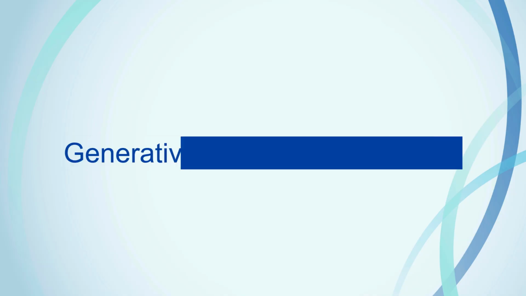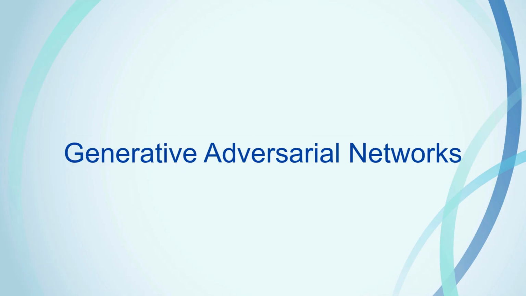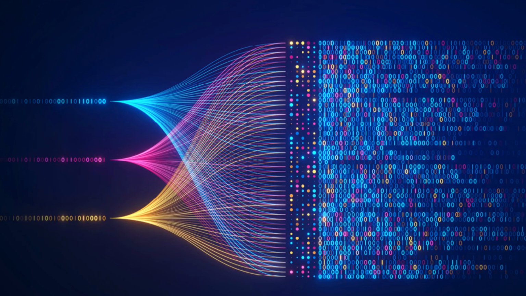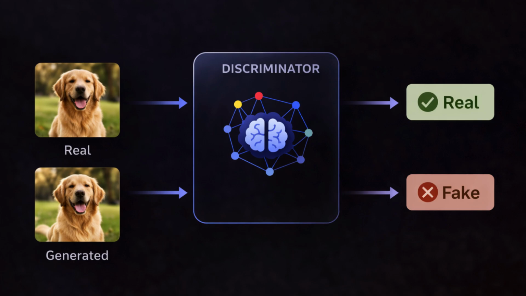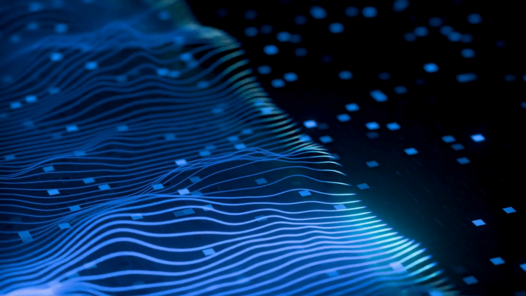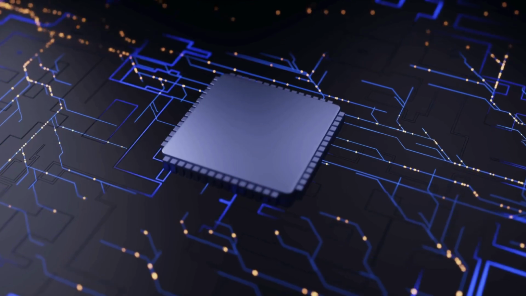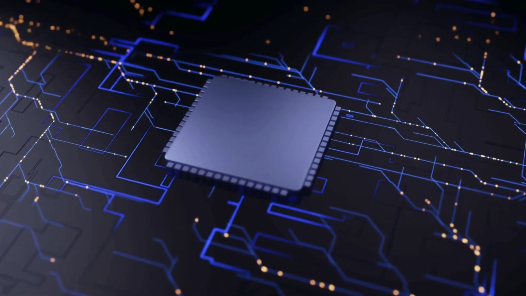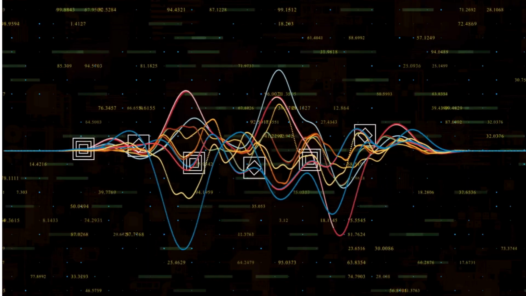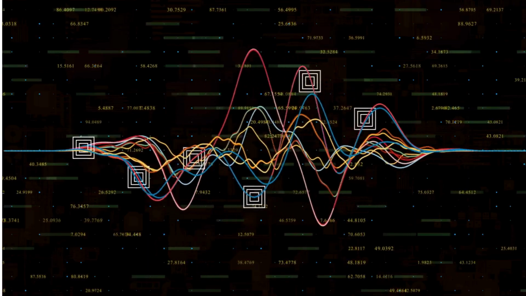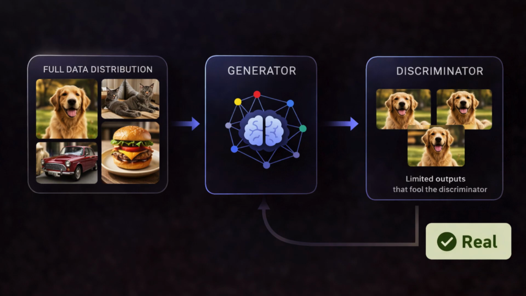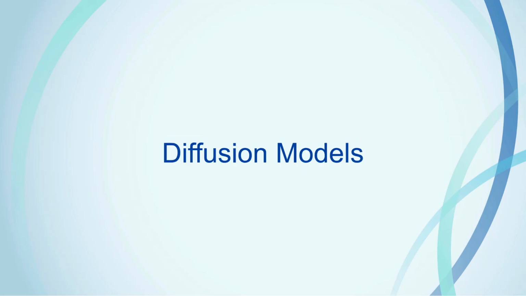The early pioneers of this creative push were Generative Adversarial Networks, or GANs. Imagine a fierce competition. A generator creates synthetic data, while a discriminator acts as a critic, trying to distinguish the real from the fake. Both networks train simultaneously, constantly improving until the generator can perfectly fool the critic. But this simultaneous training is notoriously unstable, often leading to mode collapse, where the generator only produces a limited variety of outputs. The new champion of generation is the diffusion model.